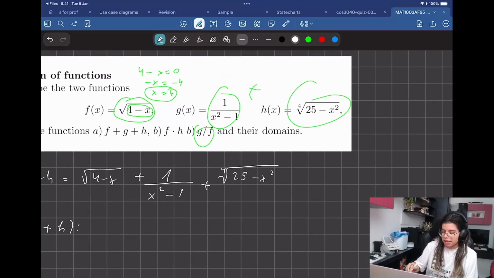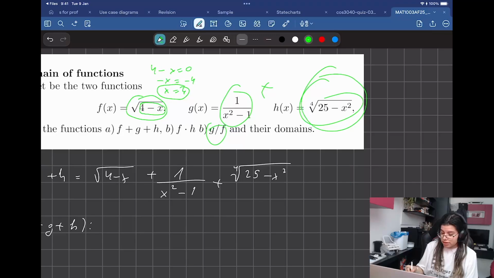And it's basically 2 main rules. Even radicals need to have an expression that's greater than or equal to 0, and fractions need to have a denominator that's different from 0. That's it. And from there, you just need to be careful with the calculations.